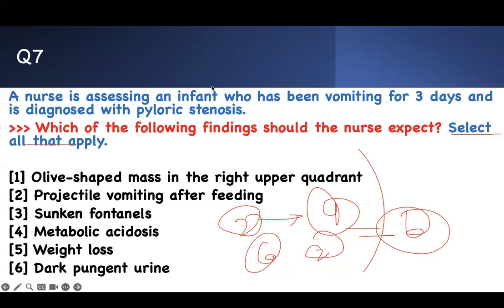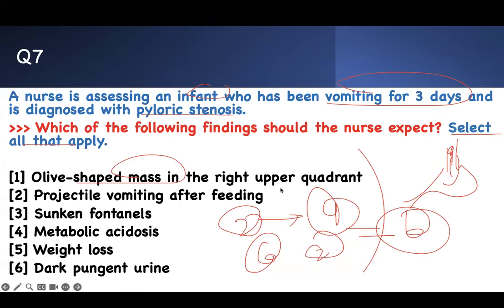And this is assessing an infant. He's been vomiting for 3 days. He has pyloric stenosis. If you have pyloric stenosis, all you do is vomit your gastric output, and therefore you become dehydrated over 3 days. Therefore, look for signs of dehydration and signs associated with pyloric stenosis.